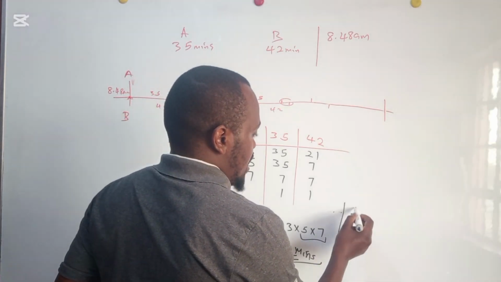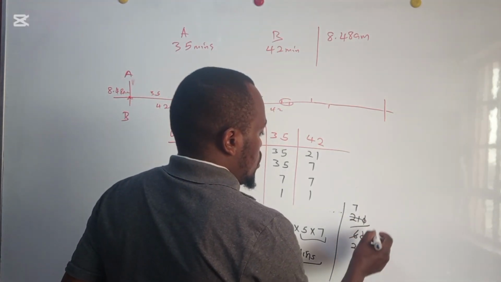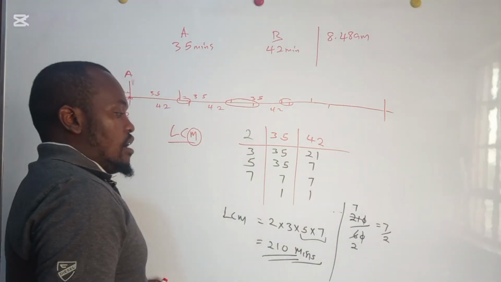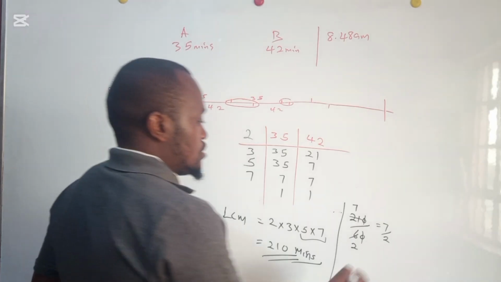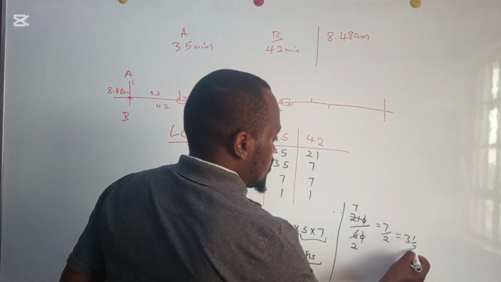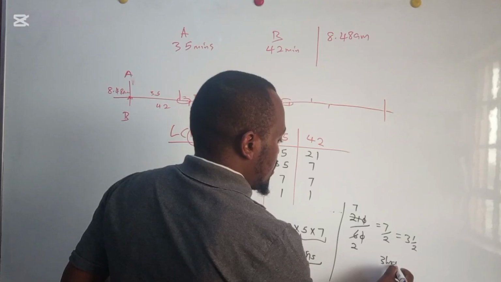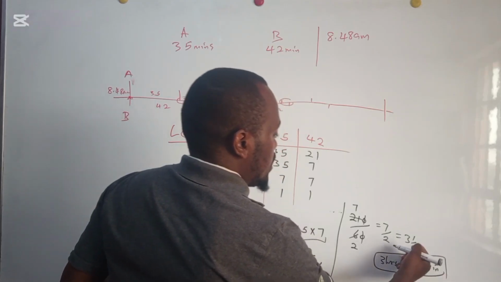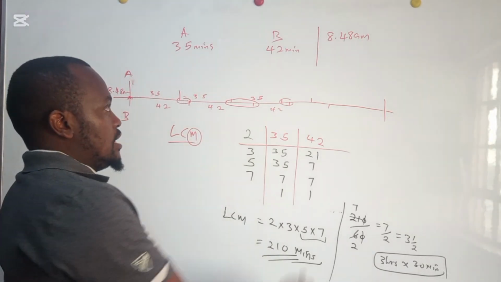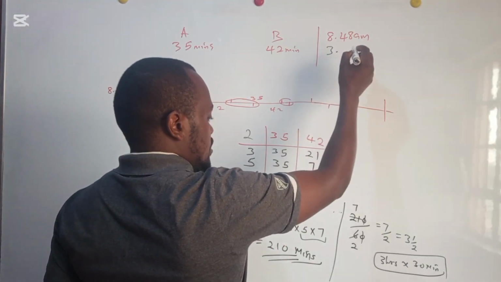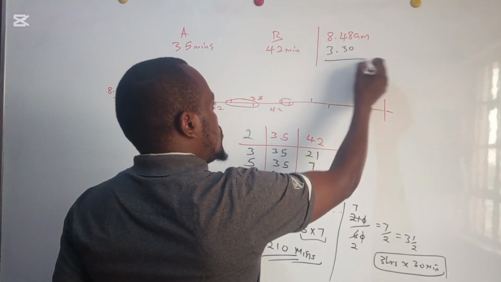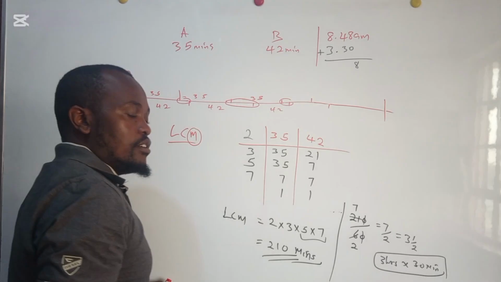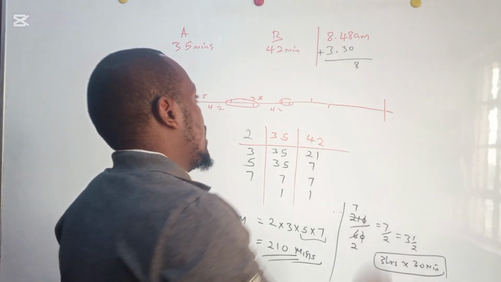By 3, 7 by 3, 2. So you have 7 over 2. 7 over 2 is 3.5, which is 3 hours and 30 minutes. This half you can multiply by 60 and you get it's 30. So you add 3 and 30. You add 8, 4 plus 3, 7.